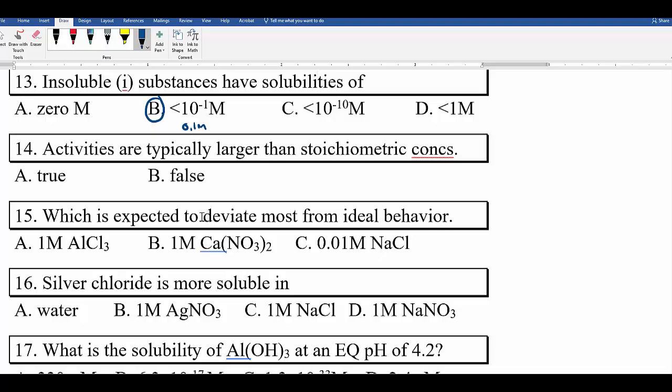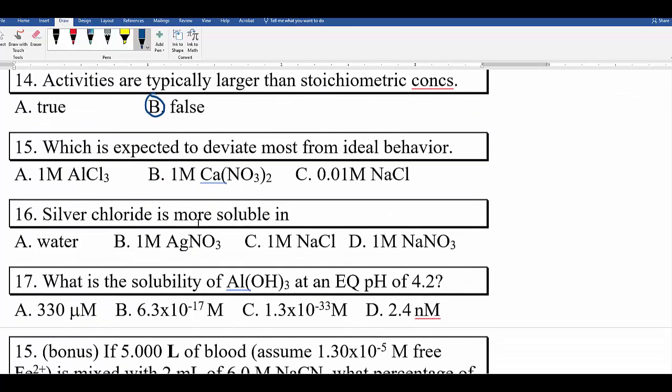Activities are typically larger than stoichiometric concentrations. That's false. Activities are typically smaller. In other words, the effective concentration is usually smaller. We'll talk about this when we get to the lab. I'm supposed to do the lab before this. But anyway, the effective concentration, you could go back to chapter 14, which talks about clustering and pairing, that type of stuff.